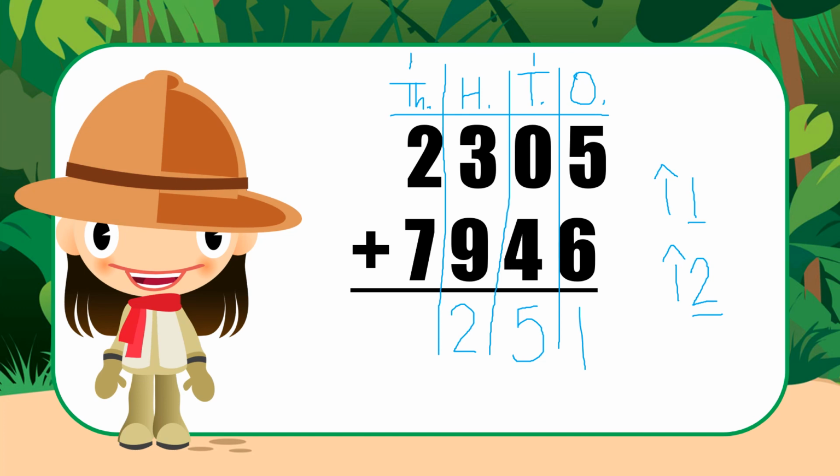1 from the very top, add 2 equals 3, and 3 plus 7 equals 10. Because the thousands is our last column, we are just going to write the 2-digit answer on the line. So our sum of 2,305 and 7,946 is 10,251. That's it for today.